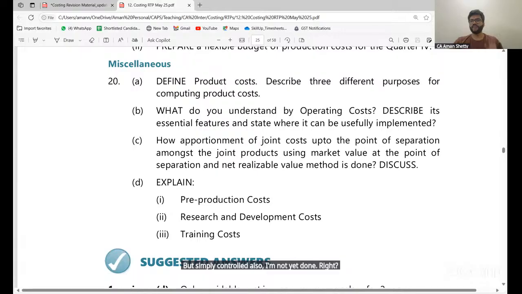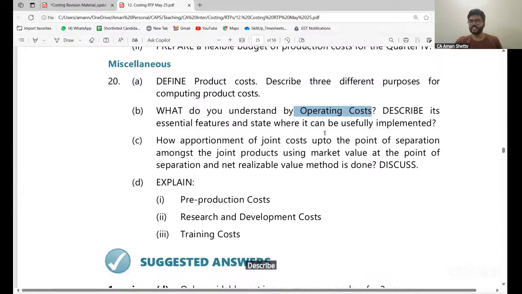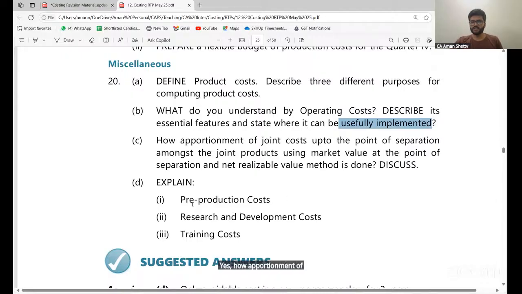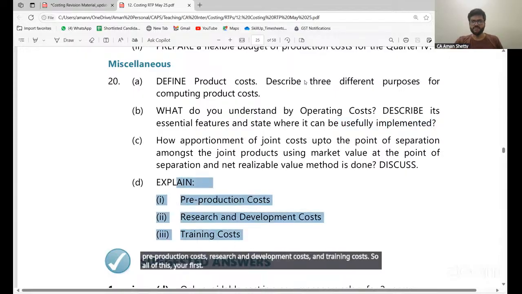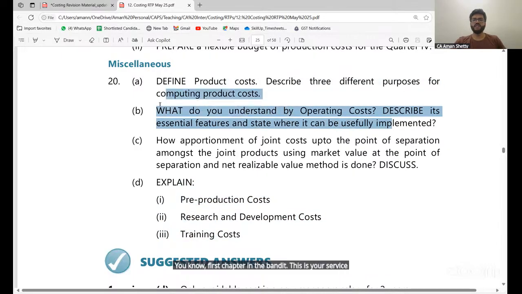Define product costs. What do you understand by operating cost? Operating and operation, I hope you know the difference. Operation is in your process costing. Operating is service costing. Describe its essential features and state whether it can be usefully implemented. How apportionment of joint cost? This is joint products. Then pre-production cost, research and development cost, and training cost. All of this is your first chapter in the book. This is your service costing question.